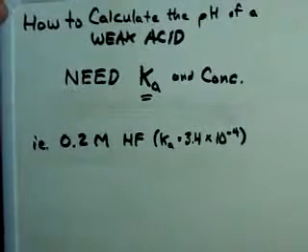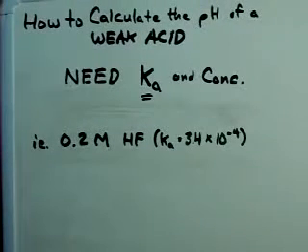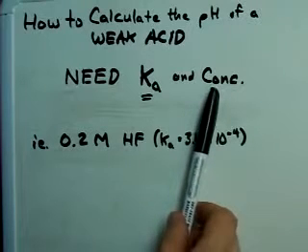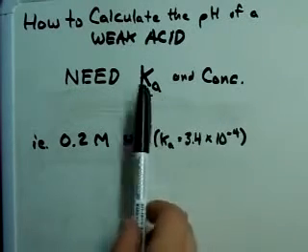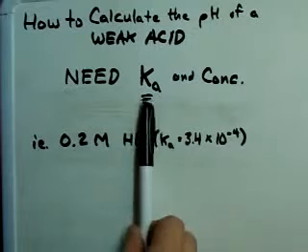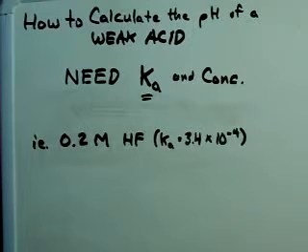I want to show you how we calculate the pH of a solution made using a weak acid. In questions involving weak acids, not only do you need the concentration of acid in the solution, but you also need Ka, or the acid dissociation constant. The Ka tells you how much of the acid, when it's in solution, actually dissociates to give you those protons that you need for a solution to be acidic.